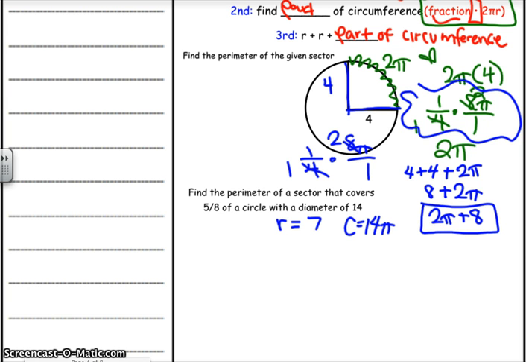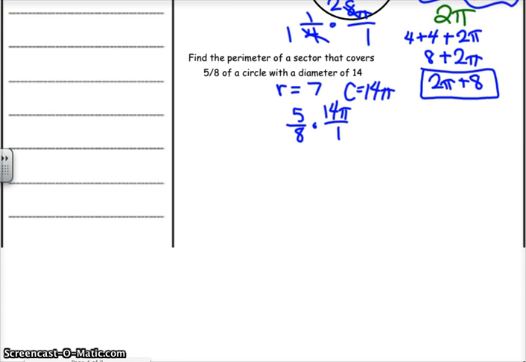Okay, so now I cover 5/8 of it. Of means multiply. So it's going to be 5/8 times 14 pi over 1, really. They share a factor of 2, so I cross simplify. 35 pi over 4. Leave it improper. Just leave it like that.